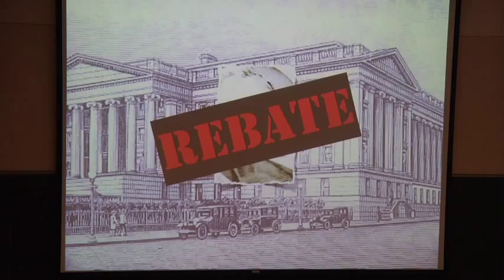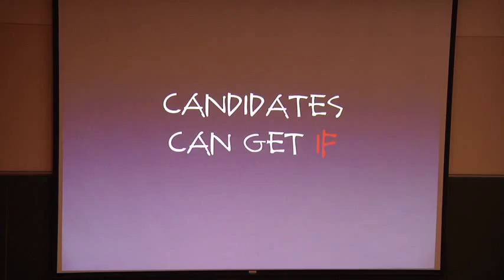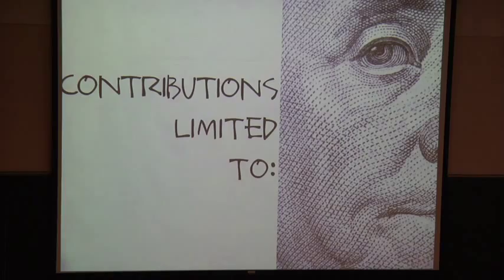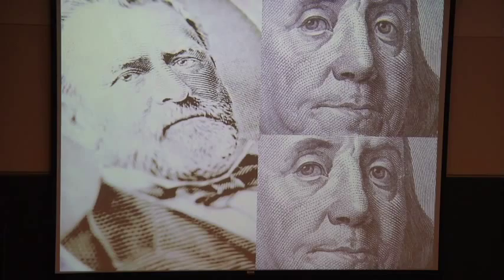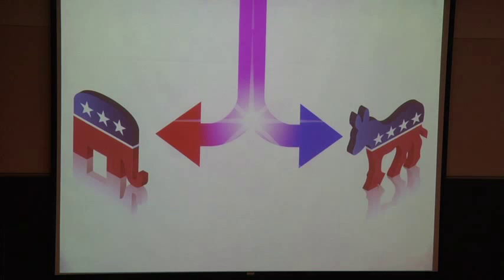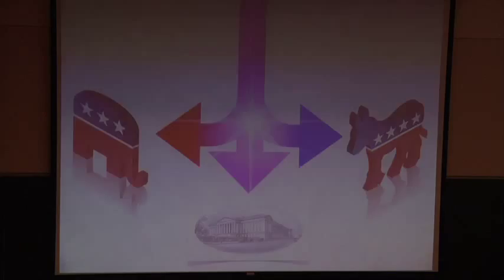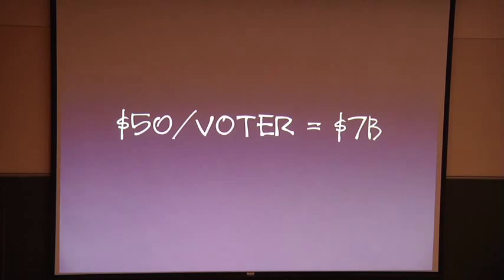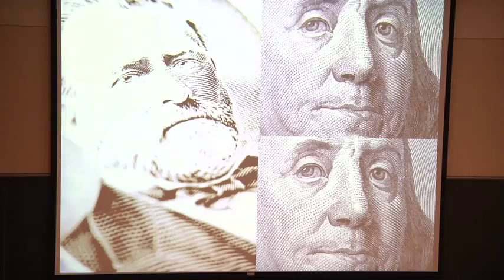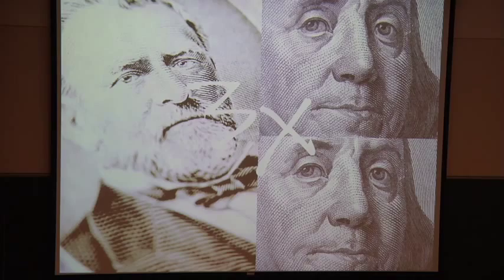So that first $50, we can imagine, gets rebated in the form of a democracy voucher, which candidates can get if they fund their campaigns with vouchers plus contributions limited to $100 per citizen. So that's the $50 voucher, Grant, and $100 contributions, Franklin. And if you don't allocate your voucher, then the voucher money gets split based on your party registration to either the Republicans or the Democrats, or if you want, you can just send it back to the Treasury. So $50 a voter turns out to be $7 billion, which is a lot of money. It turns out to be about three times the amount of money spent in the last congressional election.